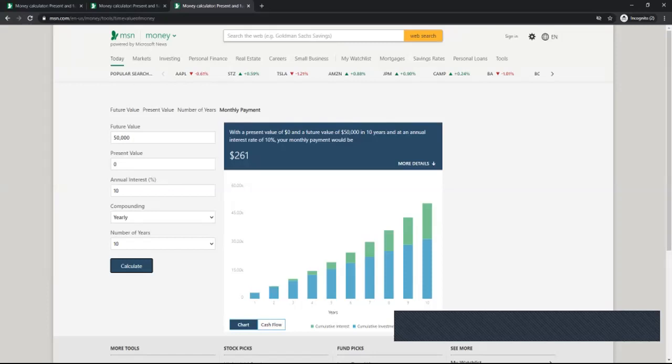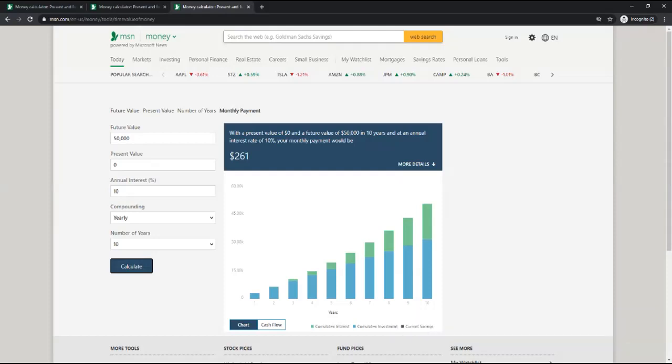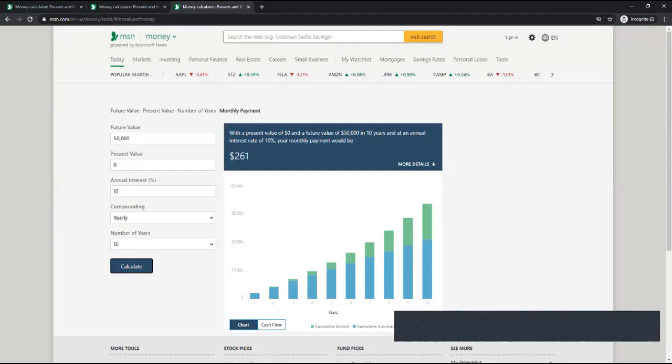So this session is just an educational session. I'm not giving any kind of financial advice. It's just a demonstration of how to use the time value of money calculator. You can use it to calculate the future value of your investment based on how much you put away. You can use it to calculate the present value of your investment, the number of years that you need to invest, and your monthly payments.